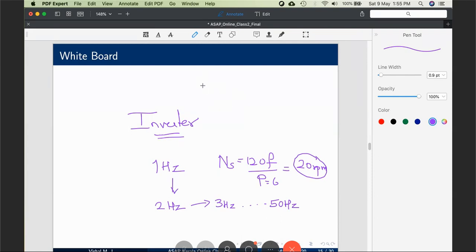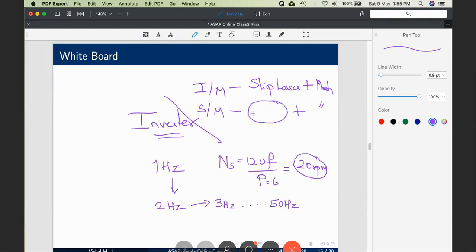See, comparing an induction machine and a synchronous machine, the stator is the same for both of them. The only difference comes in the rotor circuit. So what are the losses in the rotor circuit of an induction machine? You have slip losses plus other mechanical losses. How about the synchronous machine? You definitely have mechanical losses here, but there are no slip losses. Why? Because there is no slip at all.